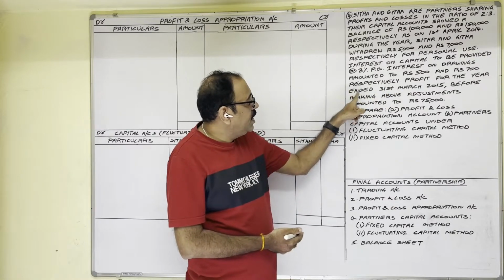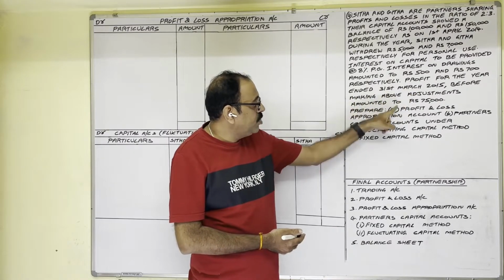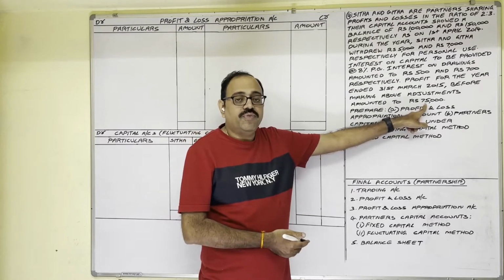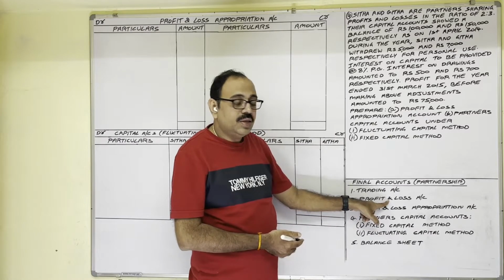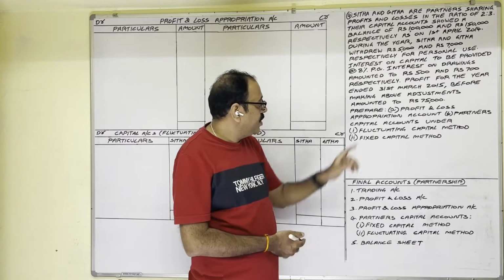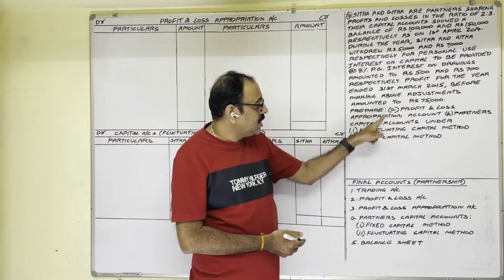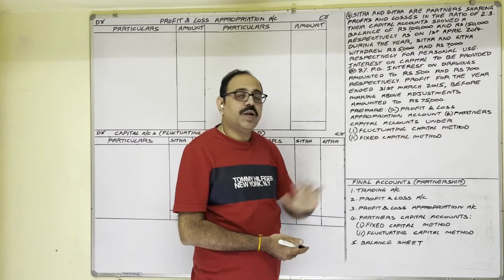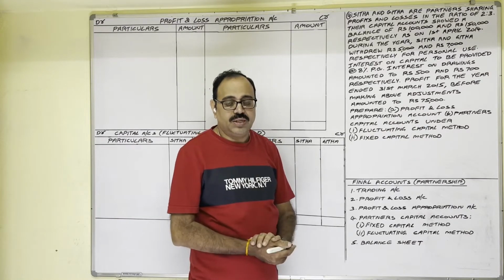Profit for the year ended 31st March 2015 before making the above adjustments amounted to 75,000 rupees. So this is called net profit. The profit and loss account answer, the net profit, is given in the question itself. And what is he asking us to prepare? Prepare profit and loss appropriation account and partners capital accounts under fluctuating capital method and fixed capital method. This is the question. Let us see the solution for this.